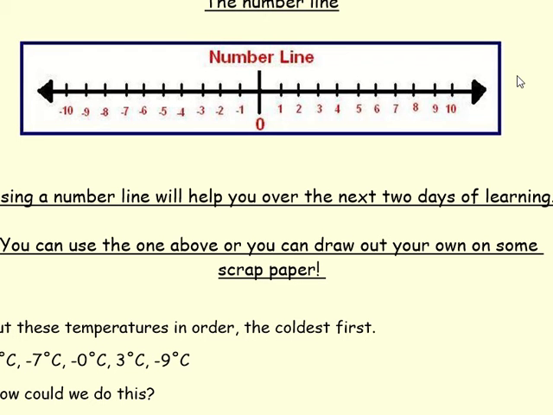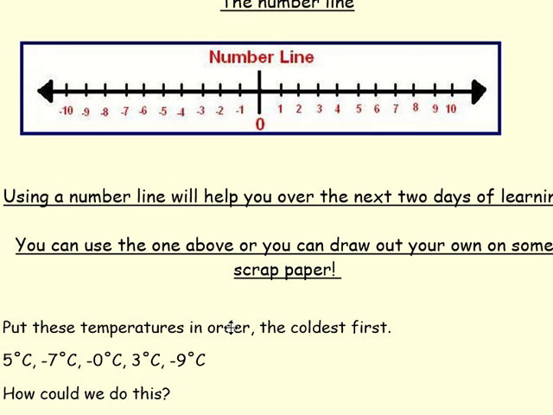So today's learning, we are looking at a range of worded questions, where you are using your skills from yesterday. So you potentially might have to order numbers, positive and negative numbers, and add and subtract them. We've put a number line up on the screen. Using a number line will help you over the next 2 days, so today and tomorrow's learning. You can either use the one above or you can draw your own.